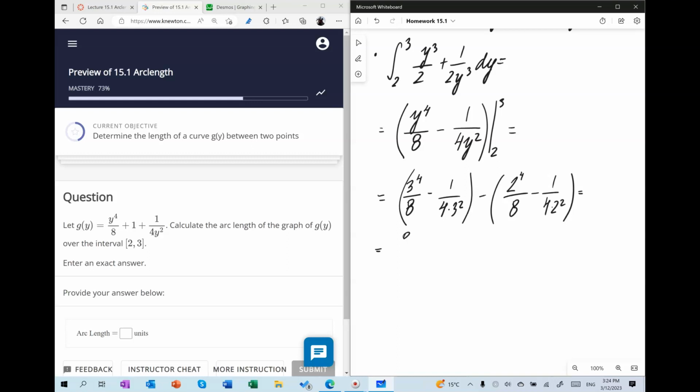Now it's all your arithmetic skills here. 3 to the power 4 is 81. Minus 1 over 9 times 4 is 36. Minus 2 to the power 4 is 16. 16 over 8 is 2. And here we have 1 over 16.